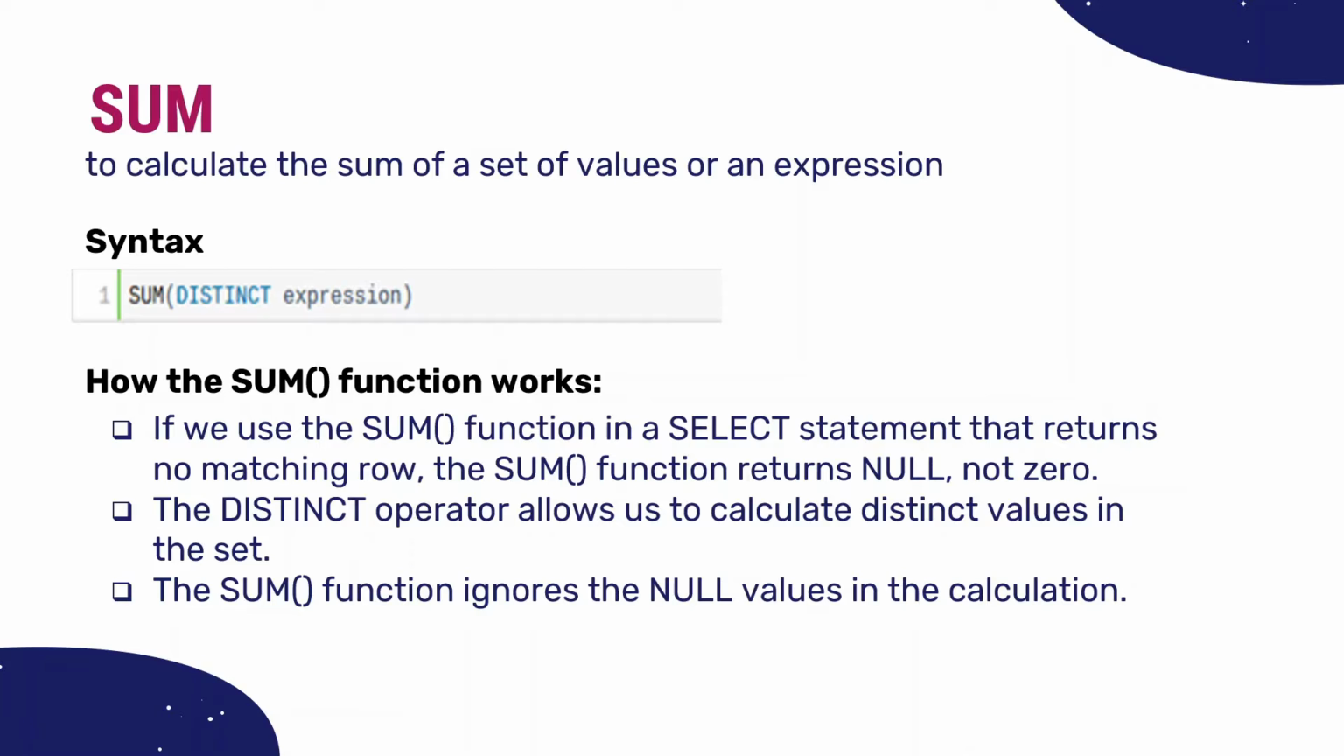If we use the sum function in a select statement that returns no matching row, the sum function returns null, not 0. And then the distinct operator allows us to calculate distinct values in the set. And then the sum function ignores the null values in the calculation.